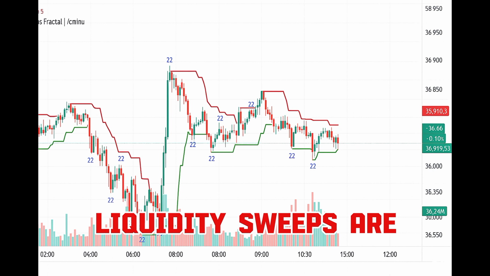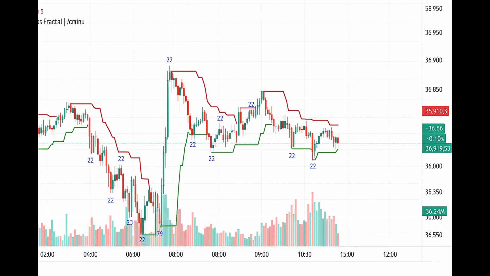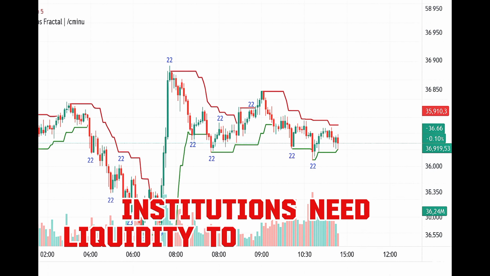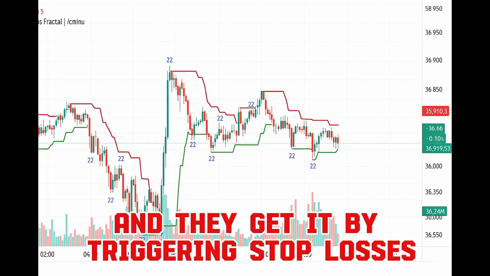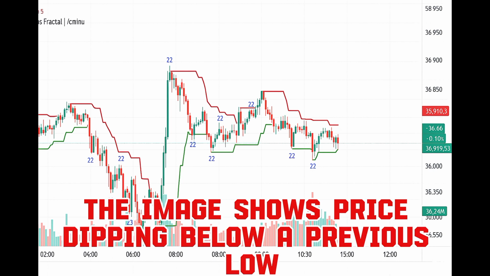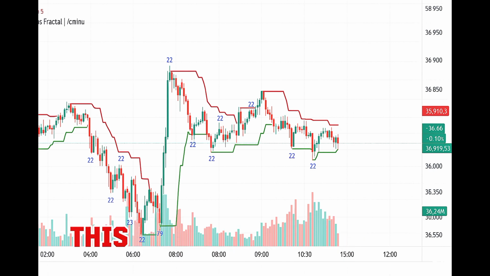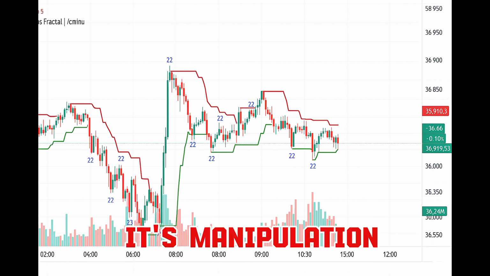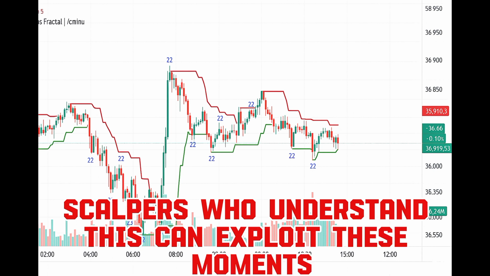Liquidity sweeps are engineered market moves designed to trap retail traders. Institutions need liquidity to fill massive orders, and they get it by triggering stop losses. The image shows price dipping below a previous low, triggering retail SLs, and then reversing with force. This is not a coincidence, it's manipulation. Scalpers who understand this can exploit these moments.